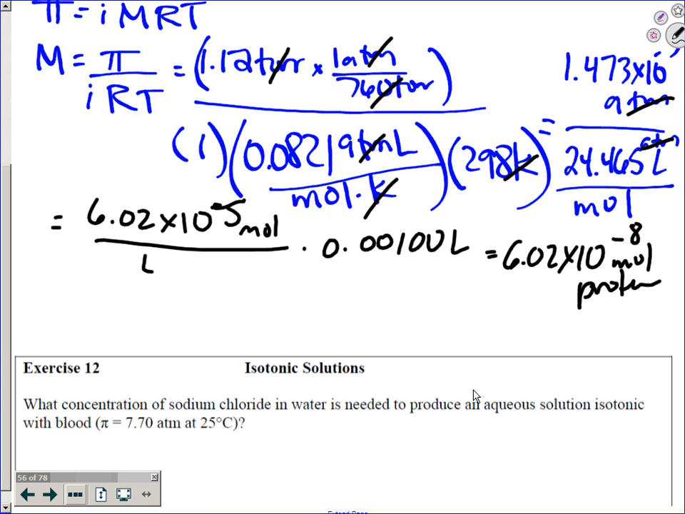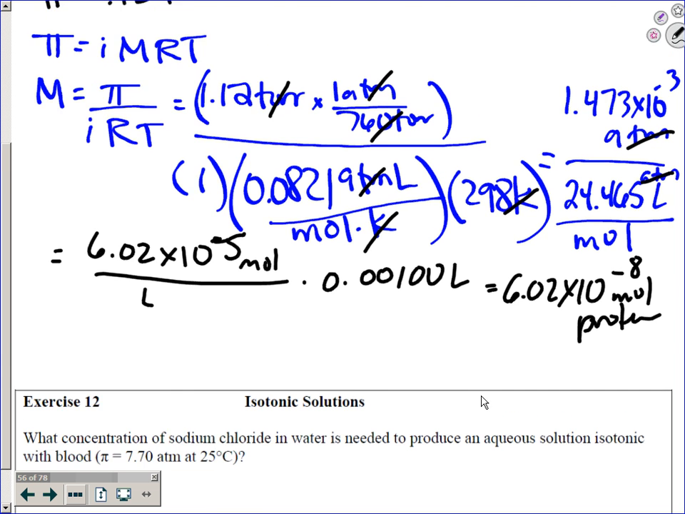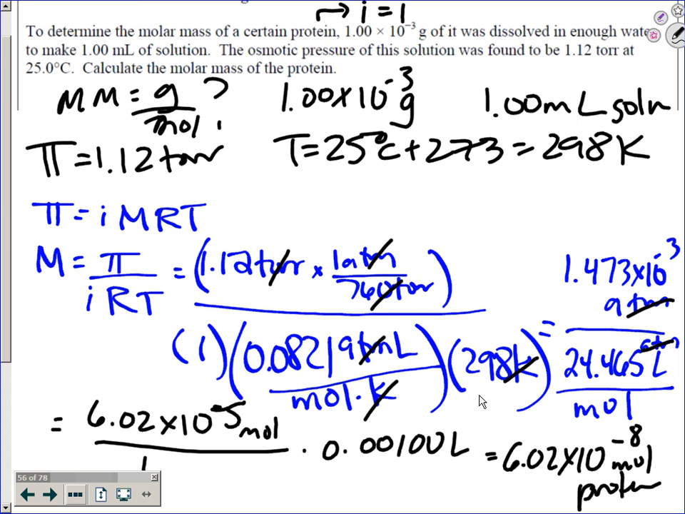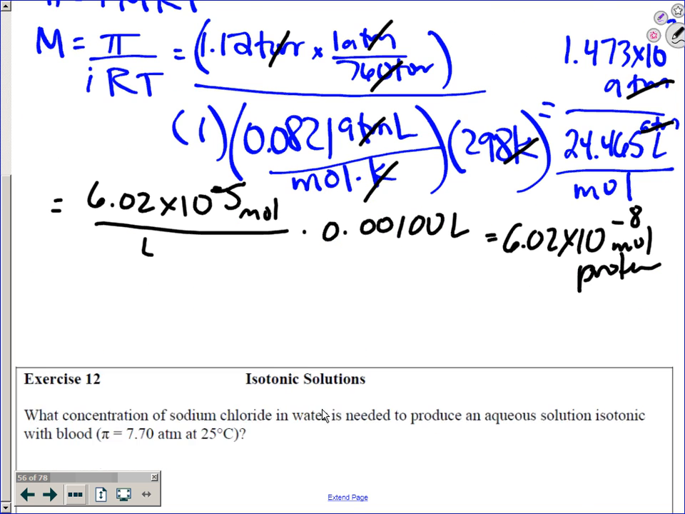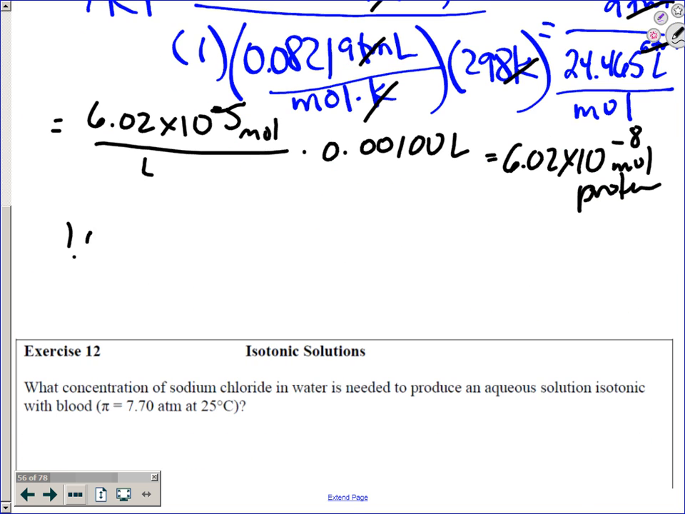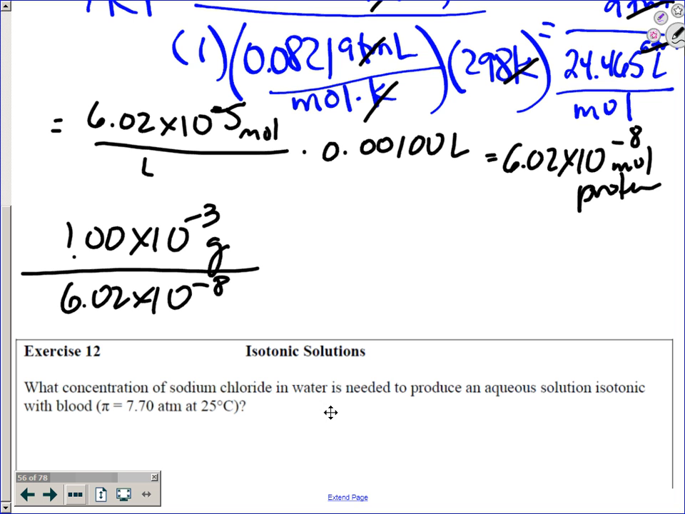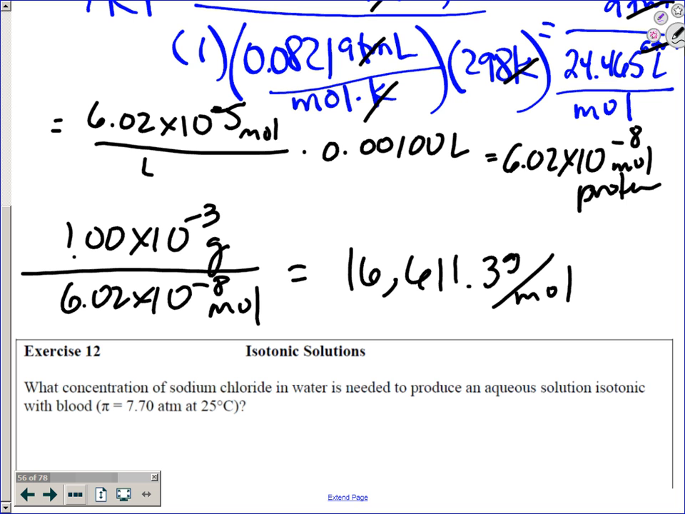Take the grams and divide it by the moles we just achieved. The grams were 1 times 10 to the negative 3rd grams. And that's grams of protein over the 6.02 times 10 to the negative 8 moles of that same protein, because those are equivalent in nature. It's just they give us them in two different separate pieces. So what's the molar mass? 16,611.3, something like that. Yes, it's big.